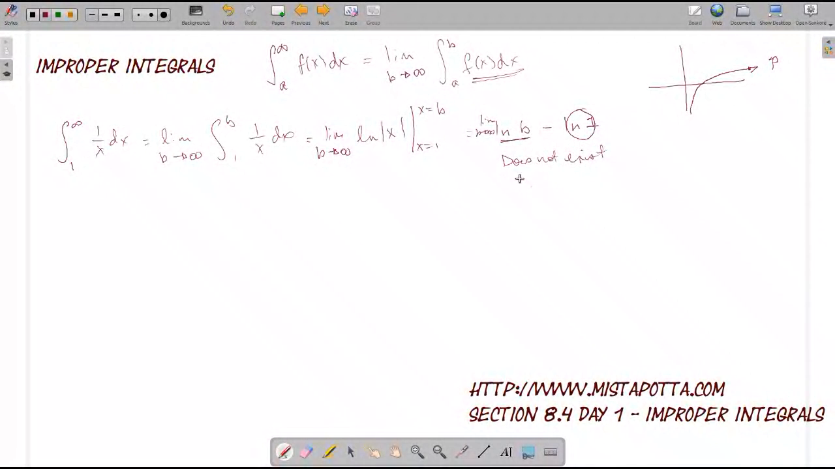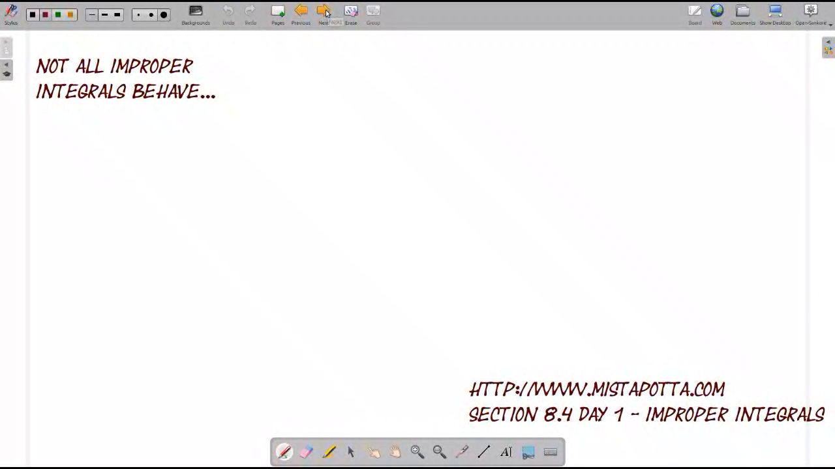And so it's really important to note that even though I'm treating these integrals with infinity as if they were real numbers, it is entirely possible for me to get an answer that just doesn't work. In other words, not all of these improper integrals behave the way that I expect. So I want to do one more example of this.